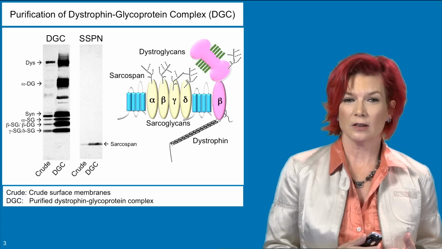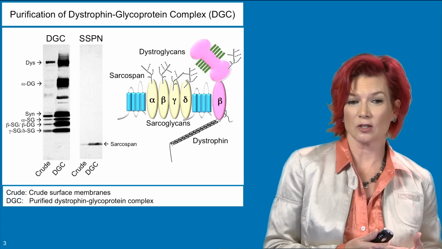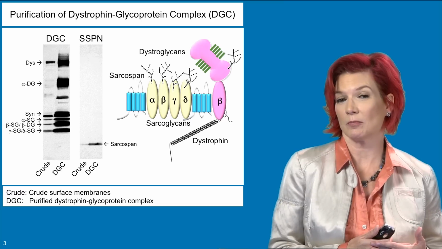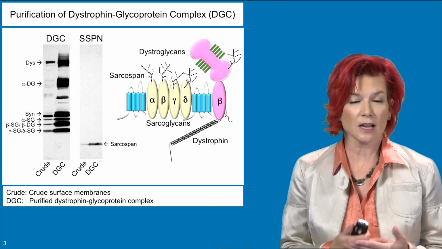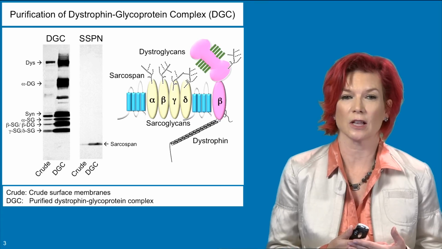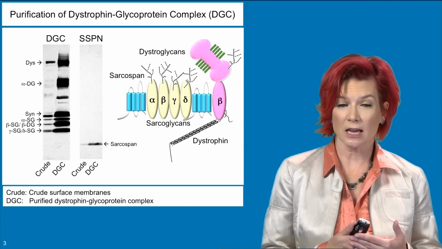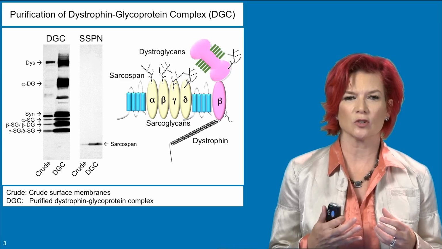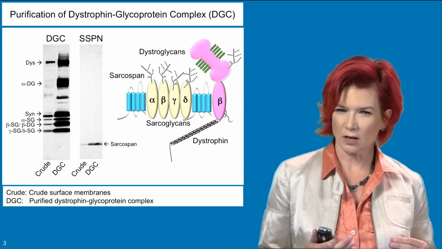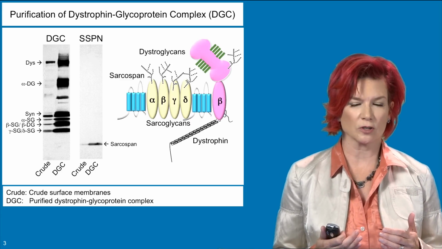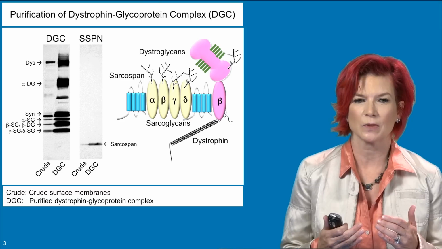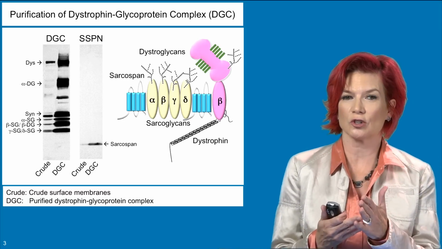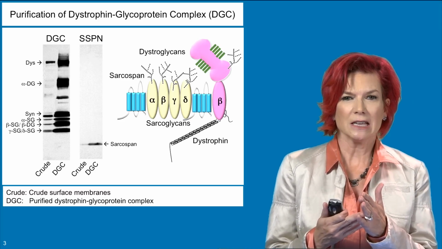In lane 1, you can see that the sample is crude surface membranes isolated from rabbit skeletal muscle. And then in the second lane, purified dystrophin-glycoprotein complex is analyzed. I hope it's easy to appreciate the dystrophin, which migrates at about 427 kilodaltons. Remember that it's a really large protein. The dystrophin is enriched during the purification.